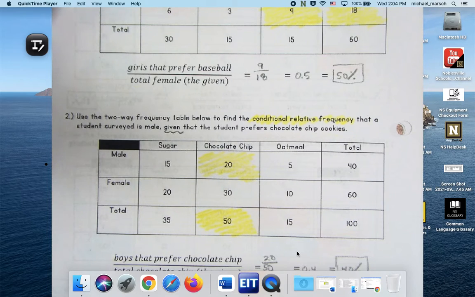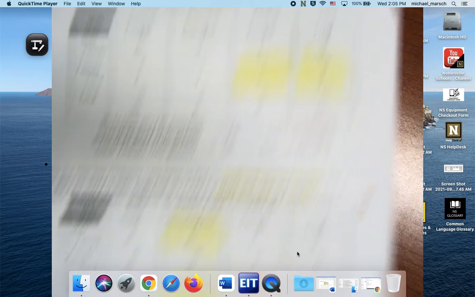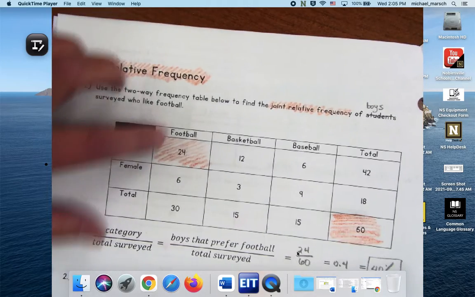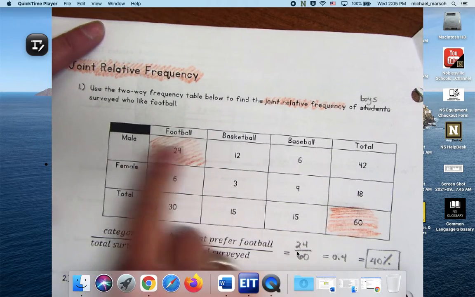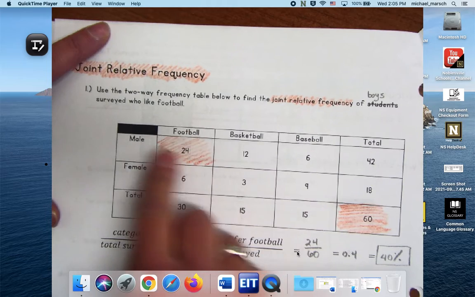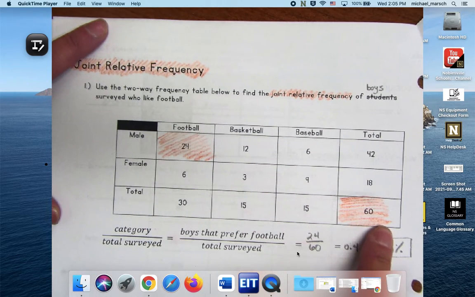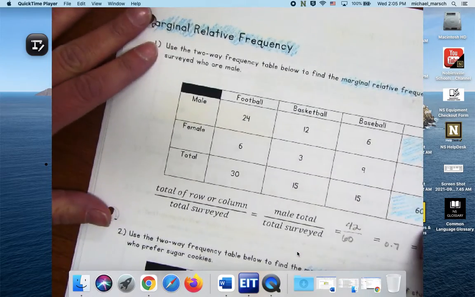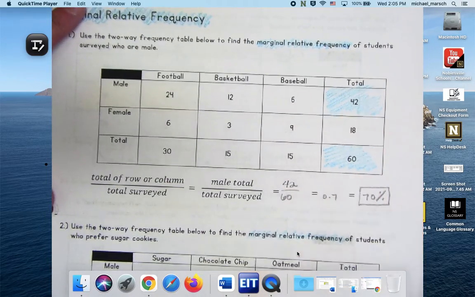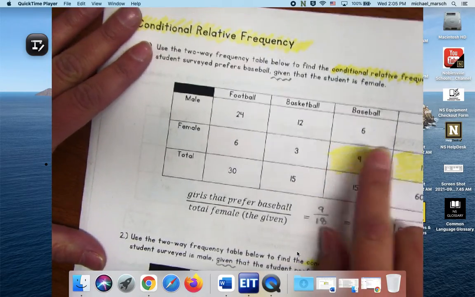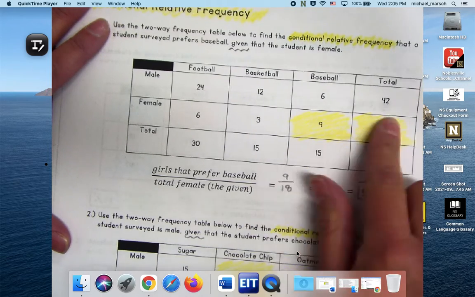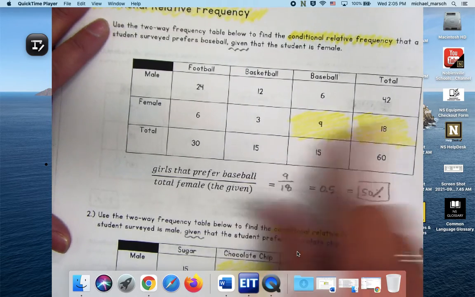How are these different from the other ones? These ones seem pretty easy too. So the first one, you're given the exact location, boys and football out of the total, right? The second one, you're given total out of total, right? The third one is more difficult because it is the exact location out of one of two totals. And this is where it gets confusing for students. They don't know which total to pick.